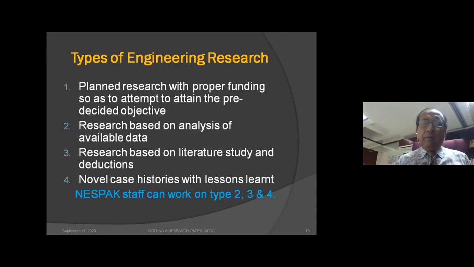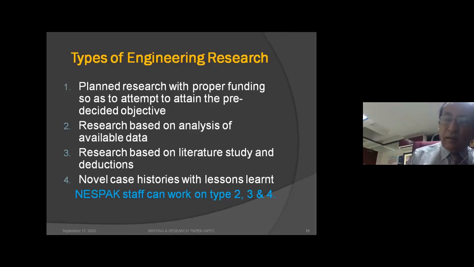A third kind of paper, which is, I think, very useful for you guys to do, is to describe in our unique projects novel case histories with lessons learned. Sometimes there are some modifications to be done in the design.